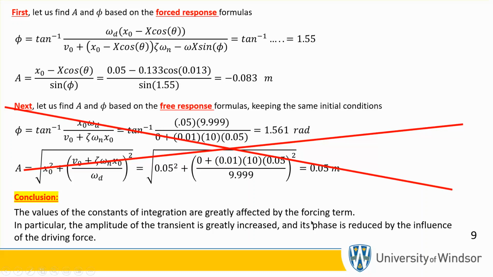And the phase is reduced. Notice that 1561 goes to 155. If you use the forced response, amplitude is increased and phase is reduced. Anyway, this is wrong. Can't use this. Wrong for the present problem. This was all okay for free response.